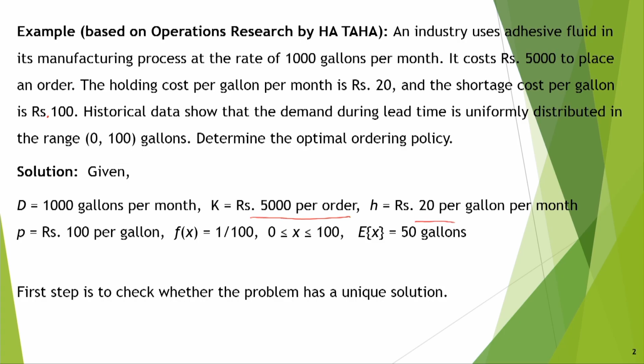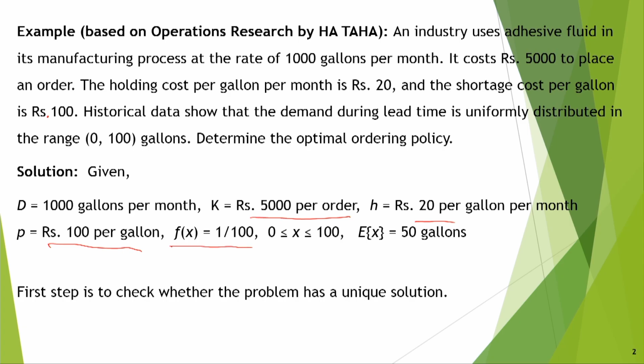Now the shortage cost is rupees 100 per gallon. That means if you are not able to supply 1 gallon, you are in a way losing 100 rupees due to loss of goodwill or whatever. Now demand during the lead time is uniformly distributed, in the range of 0 to 100. So therefore what is the probability density function? It is 1 by 100.